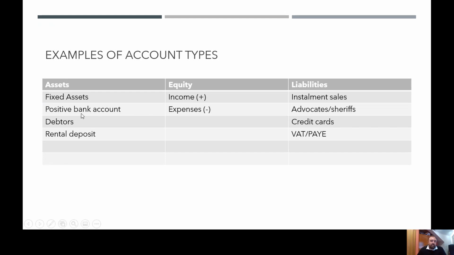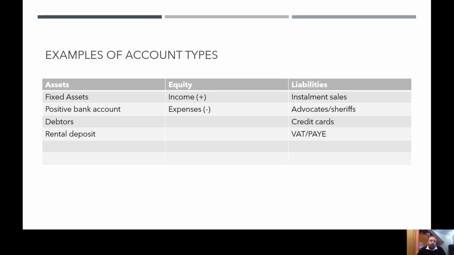Okay, then the next one, positive bank account. What we've always got to look at, to see why a bank account is an asset, is the point of view of the shareholder himself. The day that he closes the business, he can take whatever's in the bank, withdraw it, and use it for himself. Then if we look at debtors, a debtor means that someone will in future pay you money. Debtors are basically your clients that you've done work for. So a debtor is an asset because in future they will give you money.